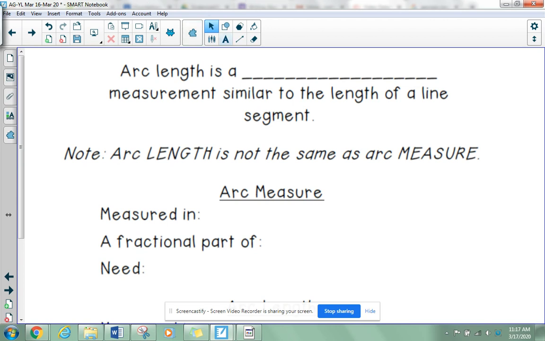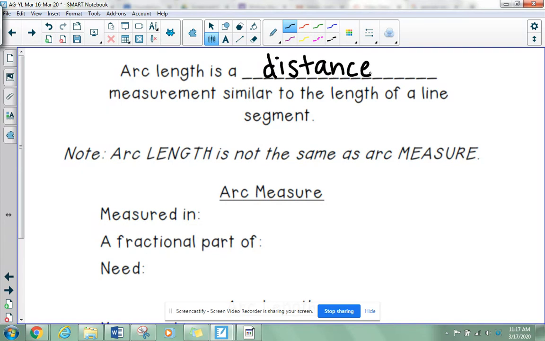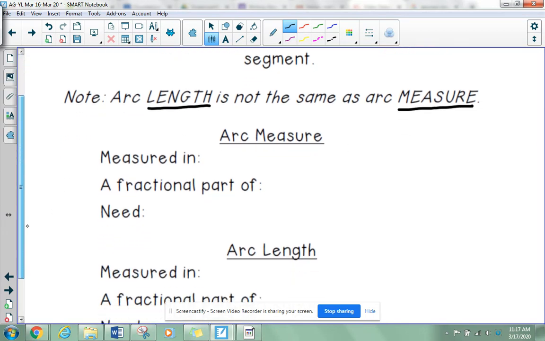So arc length is a distance measurement. It's similar to finding the actual length of a line segment. And it's important for you to note that arc length is not the same as arc measure. We've formerly been just looking at the measure of an arc.